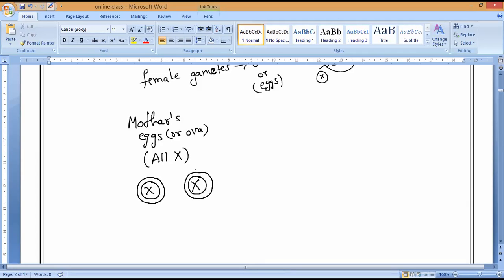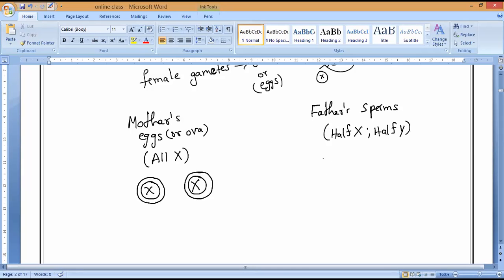So these are the gametes. Now, in the same way on this side, the father's sperm. So the father's sperm has what? Half X, and the next one is what? The other half sperm is Y.